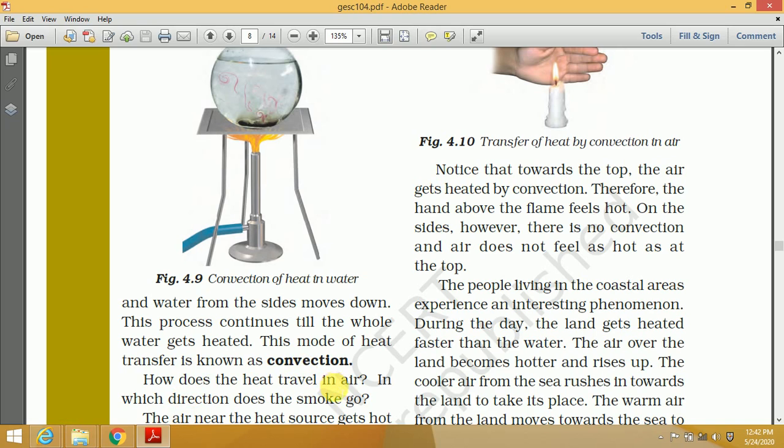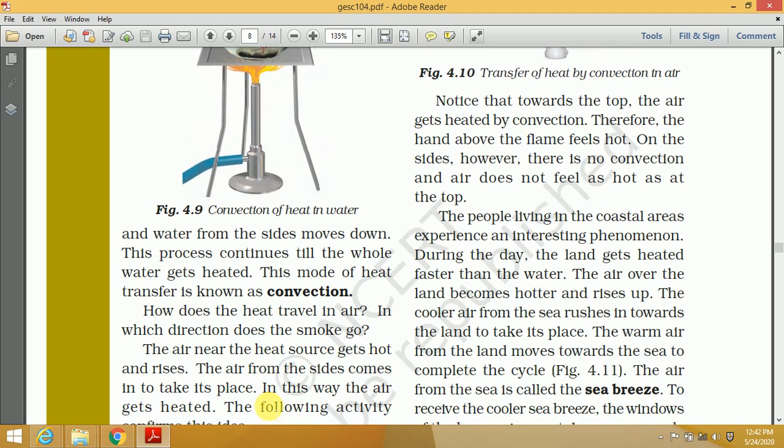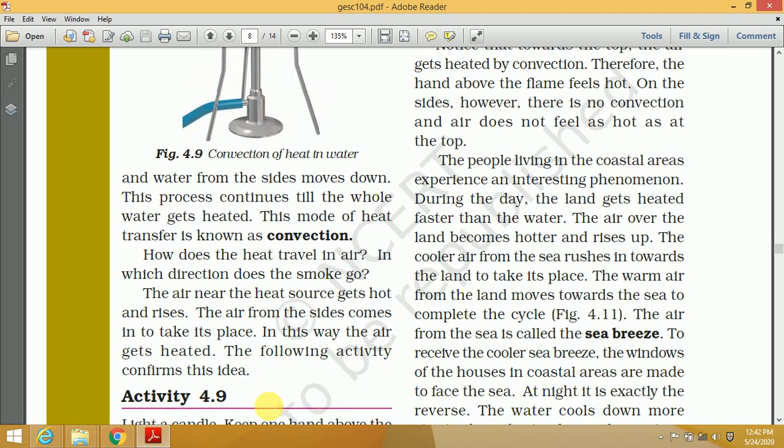How does the heat travel in air? In which direction does the smoke go? The air near the heat source gets hot and rises. The air from the sides comes in to take its place. In this way, the air gets heated. The following activity confirms this idea. So in the same way, air also gets heated up.